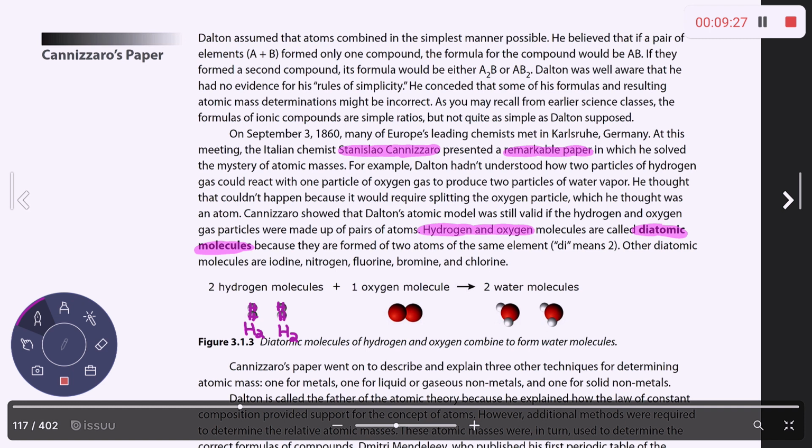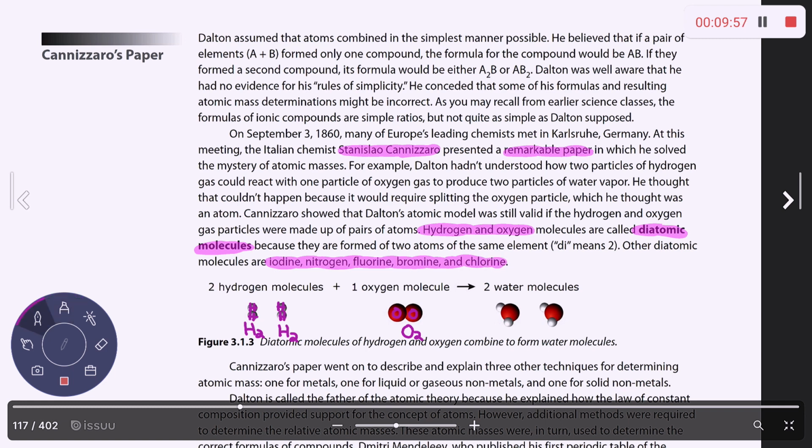Same thing with oxygen. In nature, oxygen, as long as it's pure, tends to exist as 2 stuck together. So that means it's usually O2, another diatomic molecule. So when these combine, and then bonds break, that's how we form water molecules, okay? So there are other diatomic molecules on the periodic table: iodine, nitrogen, fluorine, bromine, and chlorine are the rest.